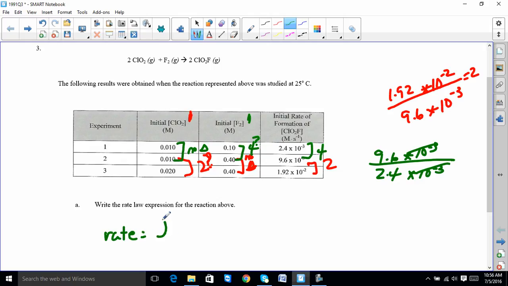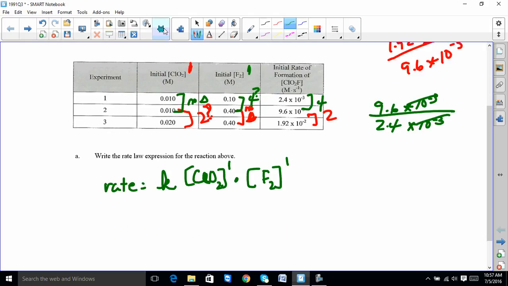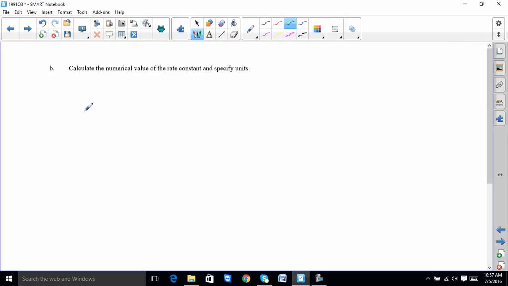So right now, this is what the rate law looks like. It's k, which is the rate law constant, times the concentration of chlorine dioxide to the first power, times the concentration of fluorine to the first power. Cool. Next slide, part B: calculate the numerical value for the rate constant.